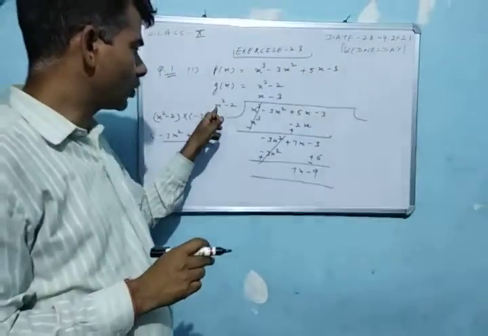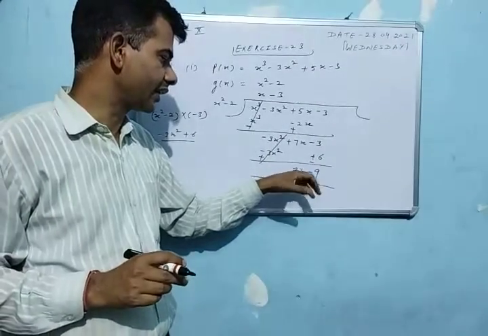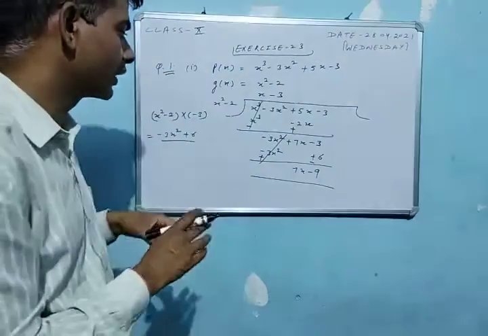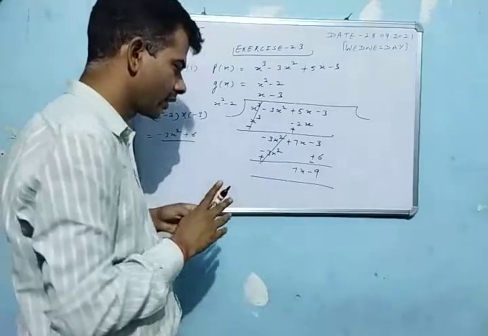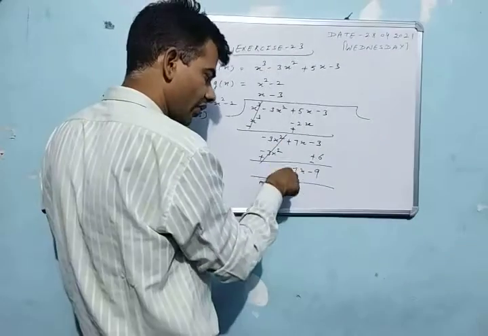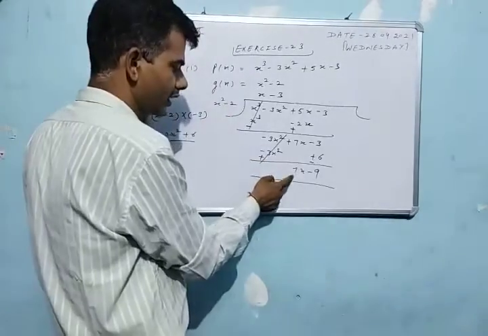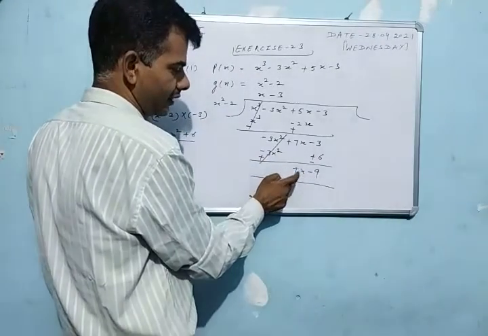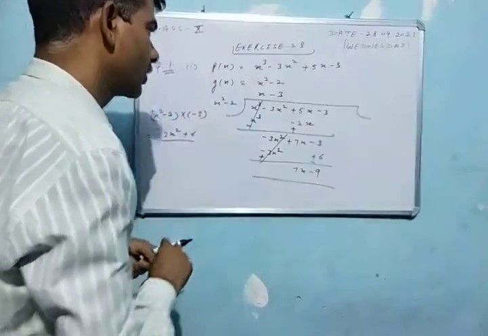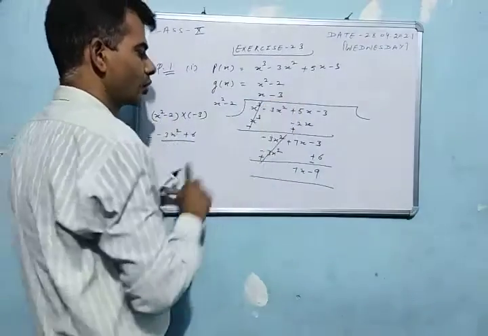If the degree of the remainder is less than the degree of the divisor, then it is not further divided. If the degree of the remainder is greater than or equal to the divisor, then it will be divided. If the degree of the remainder is less than the divisor, it will not be further divided. Now it is your quotient.